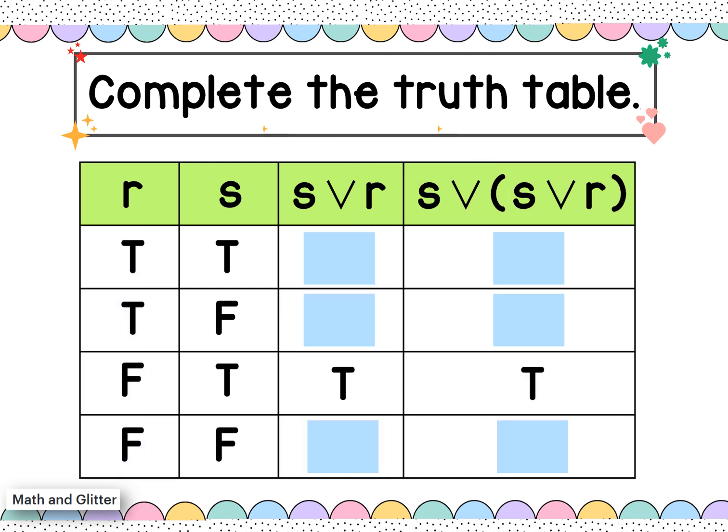So we're completing the truth table. We have our R and our S, and we're doing a disjunction, so S or R. So at least one needs to be true in order for it to be true.